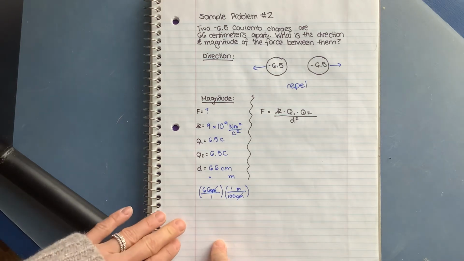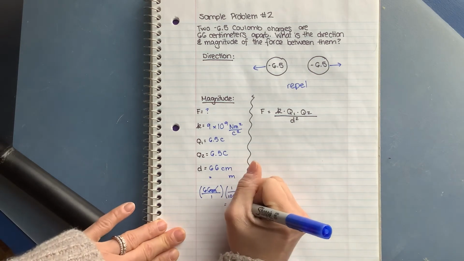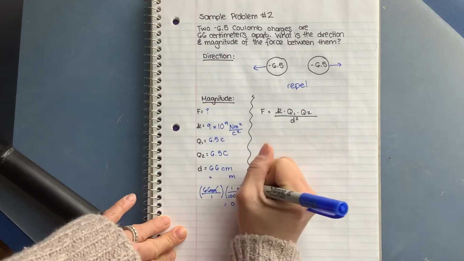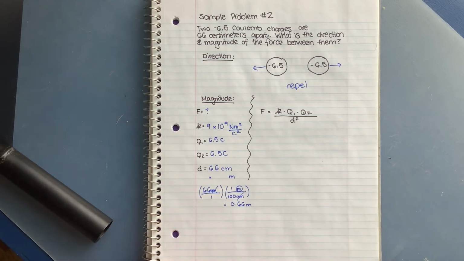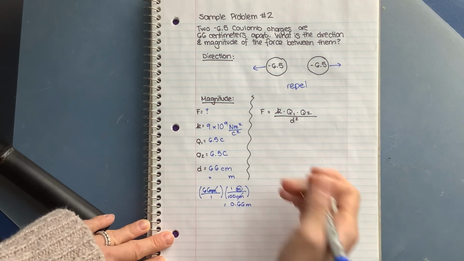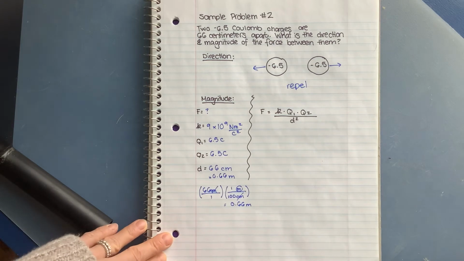Then we're just going to do the math. So 66 divided by 100 equals 0.66 meters, the unit we have left. And that's what we'll be using in our equation. If you need to use a calculator to do this math, you could certainly use a calculator.